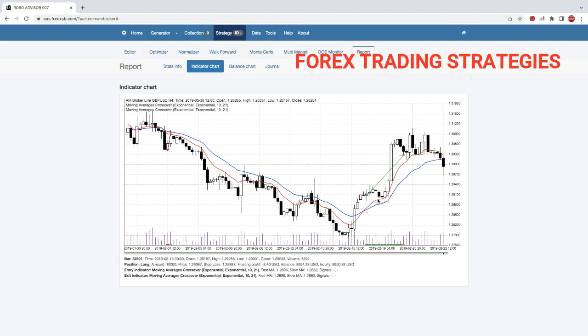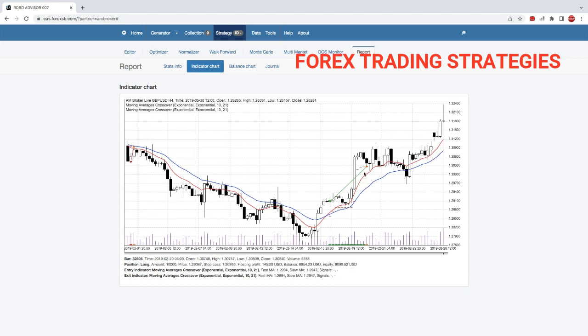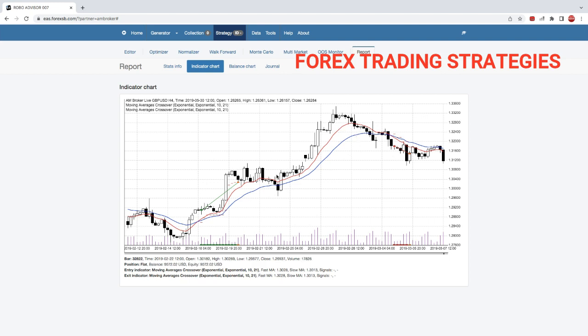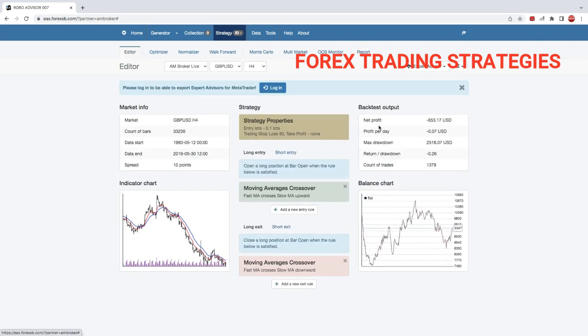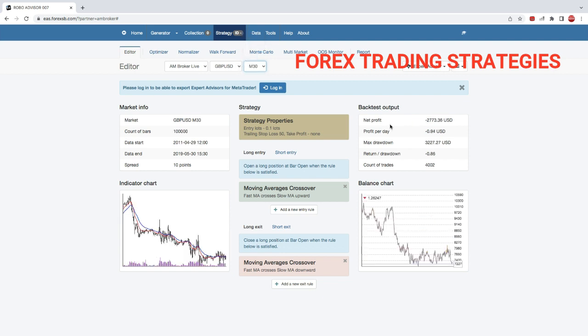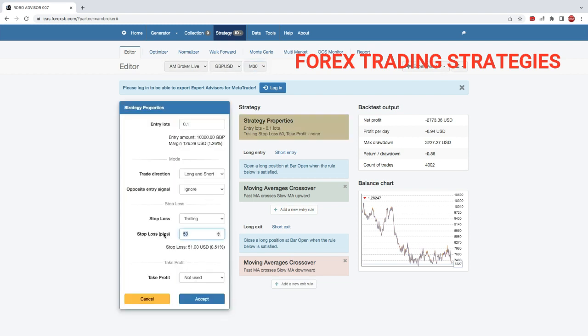We have a trade that almost realized its full potential, almost, because we got stopped out again, a trailing stop there, and we missed this move. Probably that's why we are also losing money here. And let's say M30, a huge loss. So then you would have to go back here and see if you can tweak your settings.